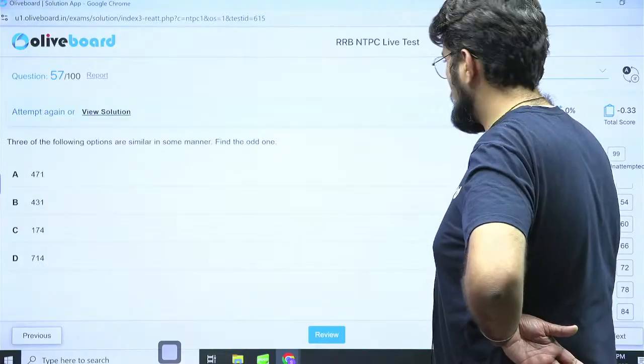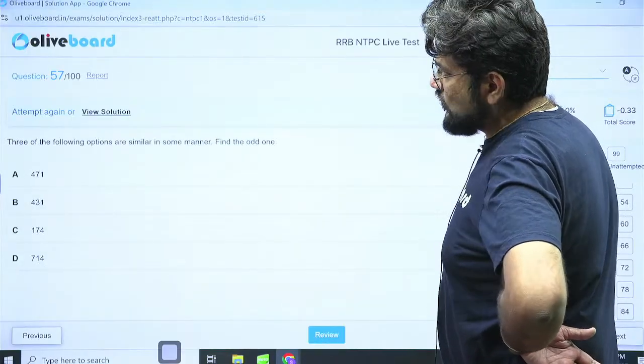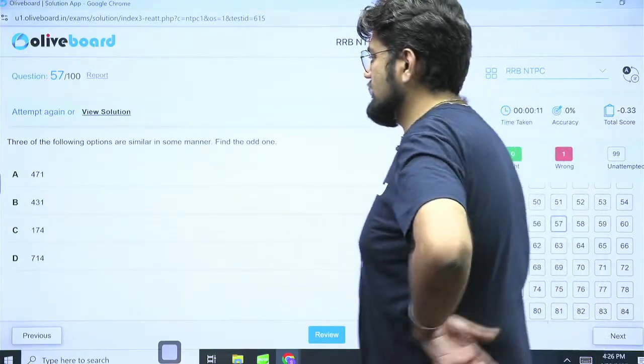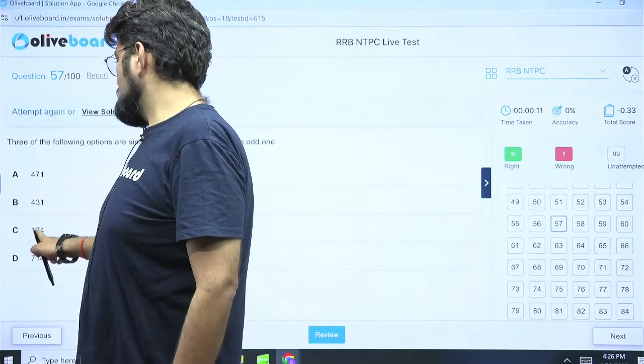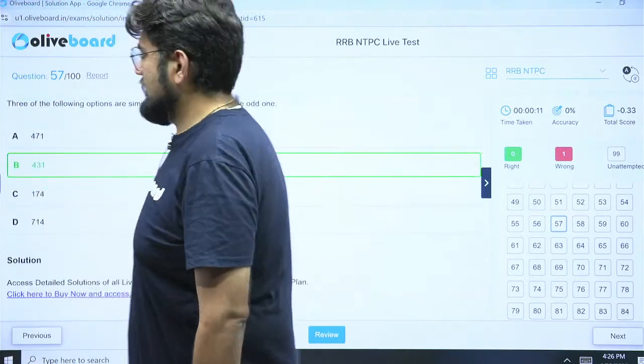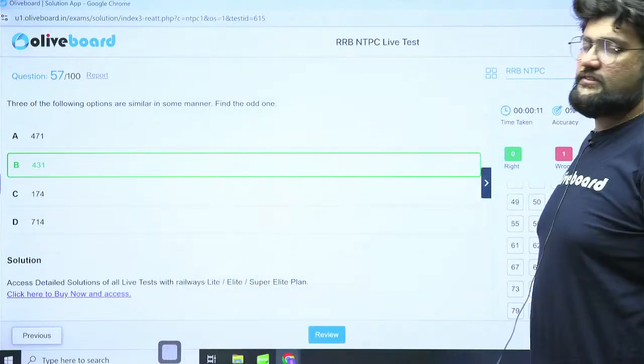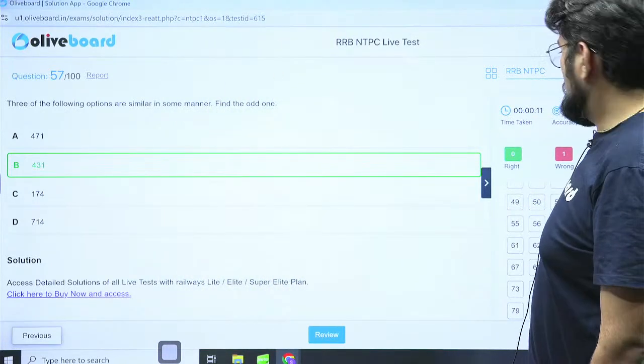Median, okay. Odd one out. Three of the following are similar in some manner. Find the odd one out. 17471, 174714. 431 is the correct answer. They are all rearrangements of the same set of 3 numbers. Okay.